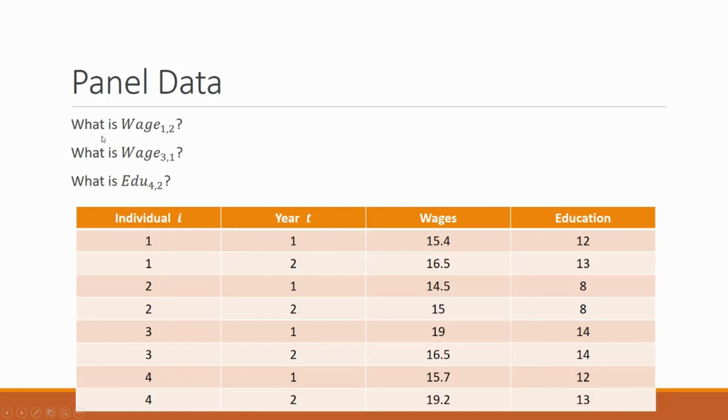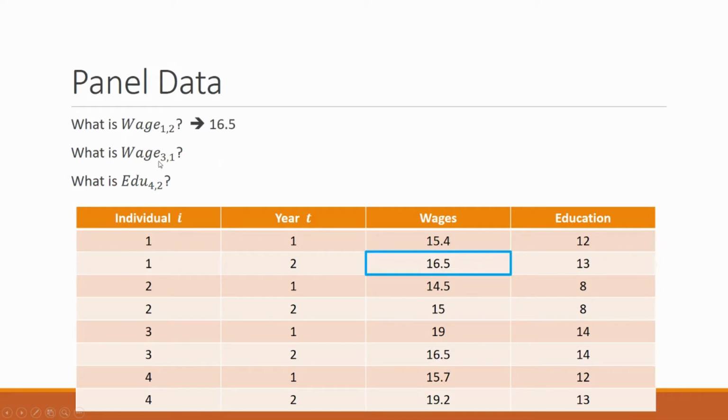So now let's just look at a couple questions. If I asked you, what is wage subscript 1, 2? That means wage for person 1 at time period 2. Can you find that on this data set? Wage for person 1 in time period 2. Where would that be in this data set? This is just to make sure that we understand these subscripts. Where would we find that? What is the wage value for person 1 at time period 2? All right, if you've selected this one, you're correct, 16.5.